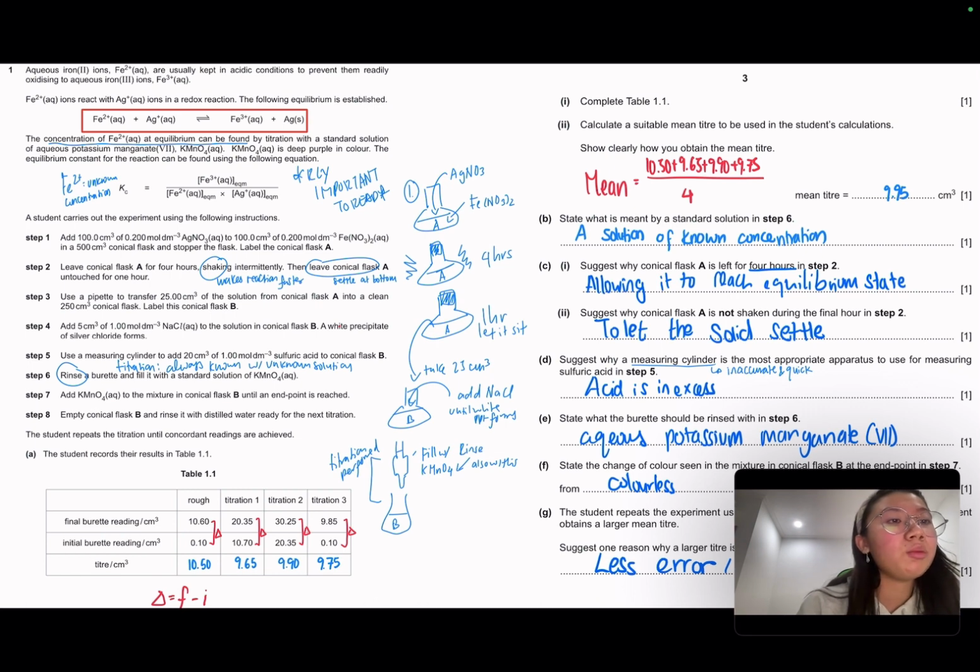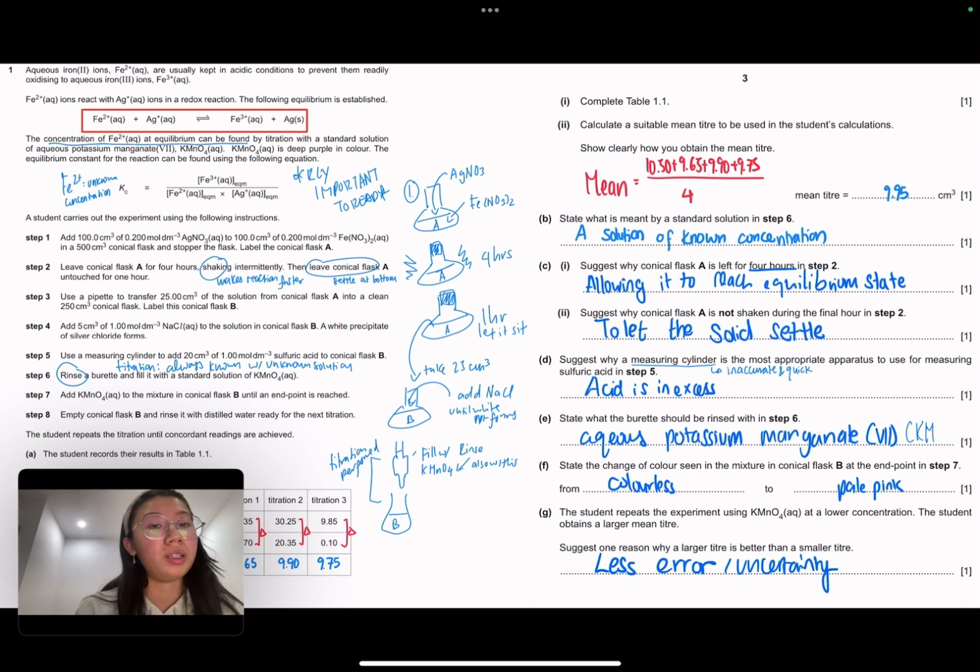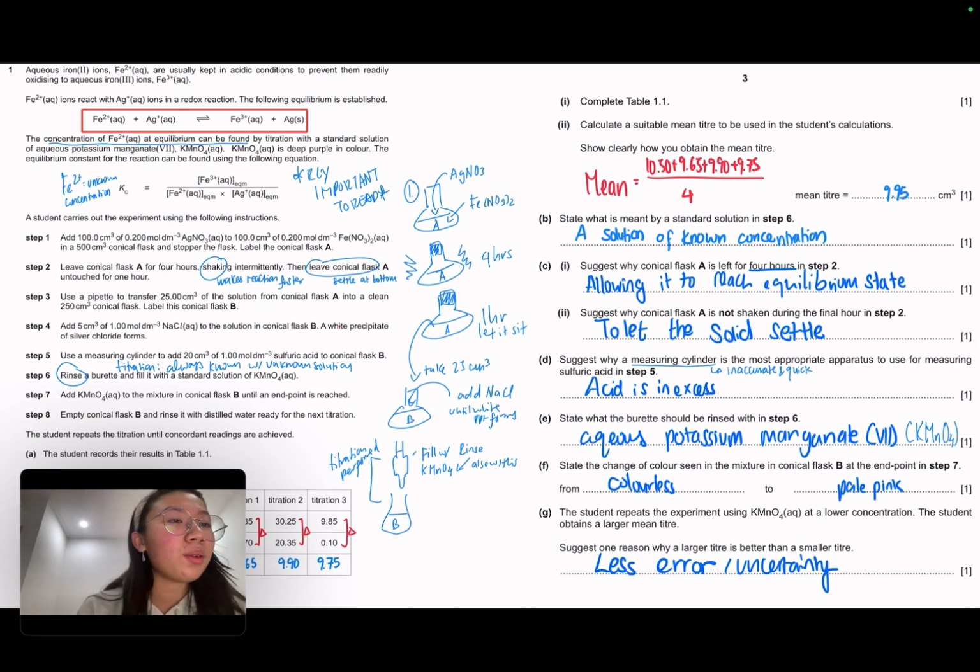Alright, state what the burette should be rinsed with. Again, it's your KMnO4, you should be expecting that. And for the color change, again, it's from colorless to your endpoint, pale pink. Okay. The student repeats the experiment using KMnO4 at a lower concentration. The student obtains a larger mean titer. Alright, suggest a reason why a larger mean titer is better than a smaller one.